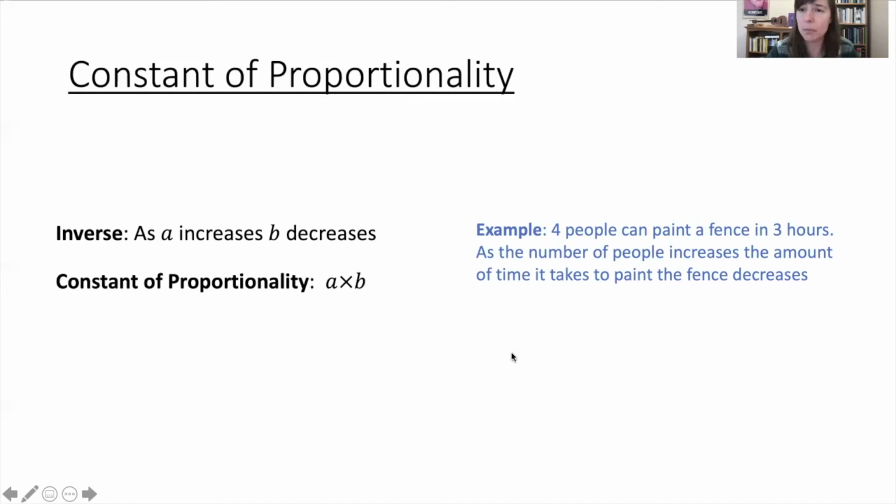What's the constant of proportionality? Well, our quantity A is going to be people and our quantity B is going to be hours. And so our constant of proportionality here will be 4 people times 3 hours, which gives us a proportion like 12 people hours, which is something you might be familiar with.